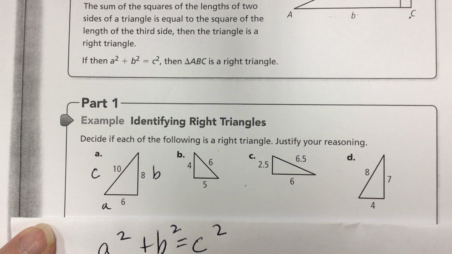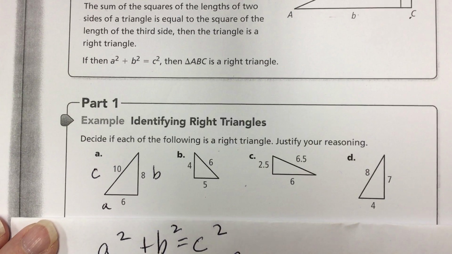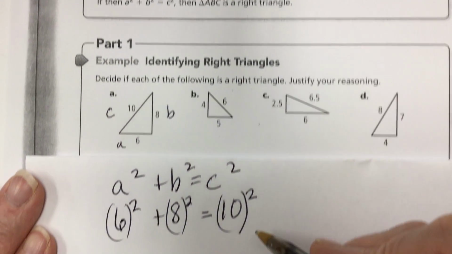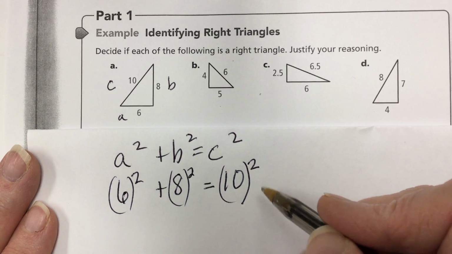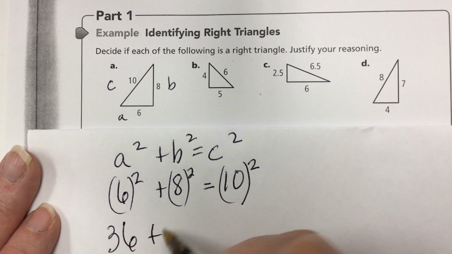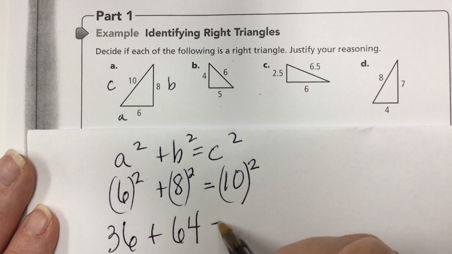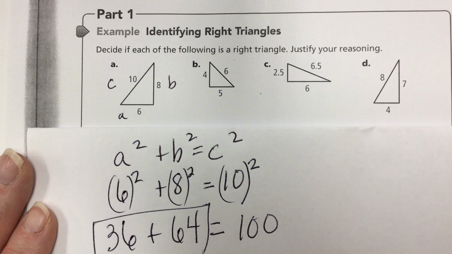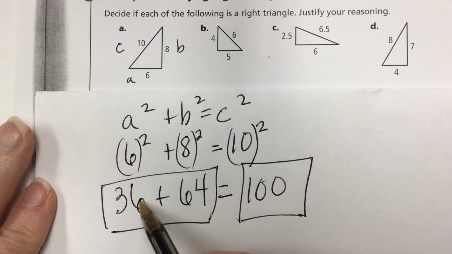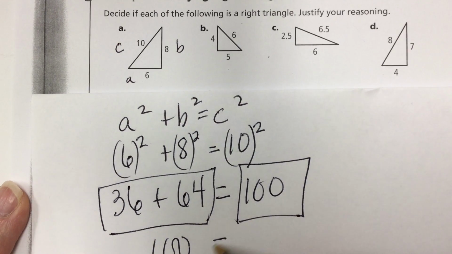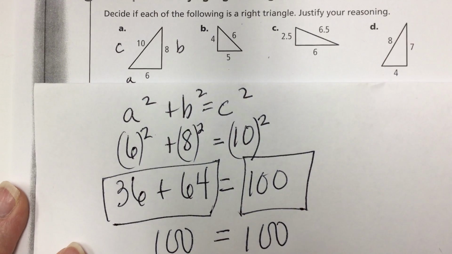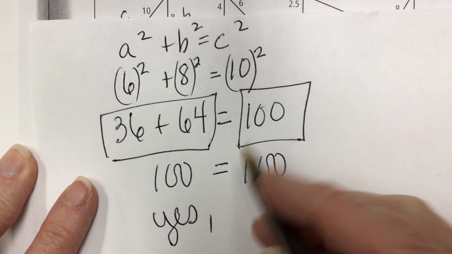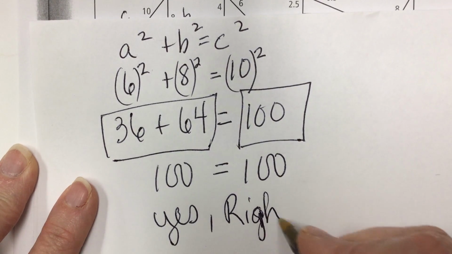So a is 6 squared plus b is 8 squared. Does that equal c, which is 10 squared? I'm going to square the left side and square the right side, and I need to know if the left side equals the right side. Well, 6 squared is 36. 8 squared is 64. Is that equal to 10 squared, which is 100? Does the left side equal the right side? Well, 36 plus 64 does give you 100. So if the left side equals the right side, then yes, you have a right triangle.